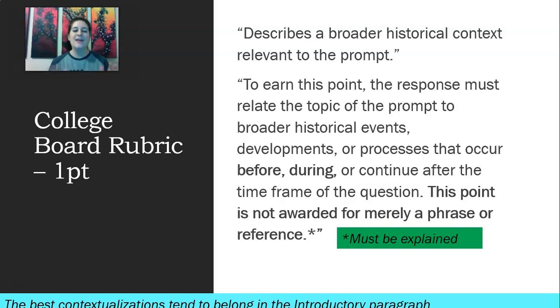For me, the easiest way for students to earn the point is to think about what led to or what caused the topic of the prompt. So that's before, or during, what's happening at the same time as the topic of the prompt. The other key point to really understand here is that the point is not awarded merely for a phrase or a reference. It must be explained. The final point is that contextualization best belongs in the introductory paragraphs or at the beginning portion of your essay.